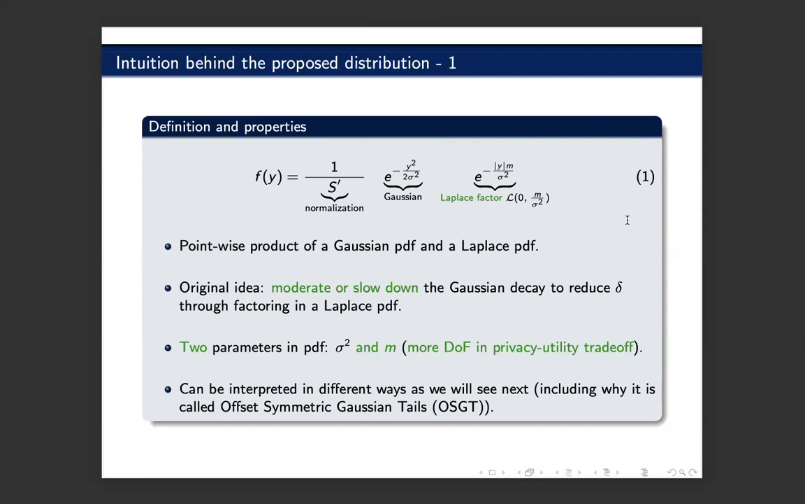And the other thing is that you have 2 degrees of freedom. In the Gaussian, you only have sigma squared, whereas here you have m, and you can hopefully play around with the relation of these things to design your mechanism a bit differently. This is one interpretation, that's how it started, but the name of the offset symmetric Gaussian comes from the algebraic manipulation of this to see how it works.